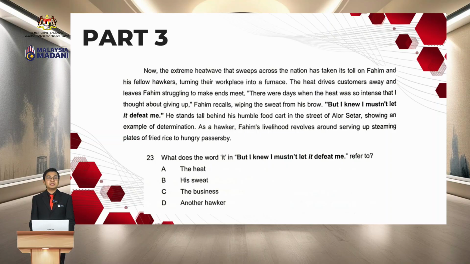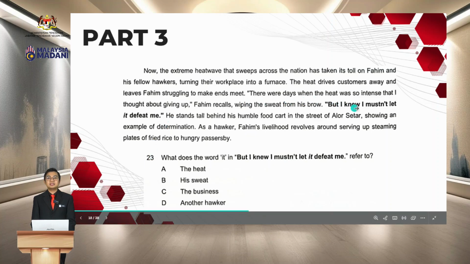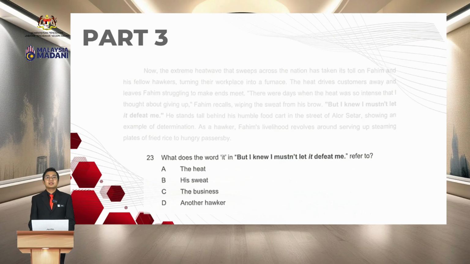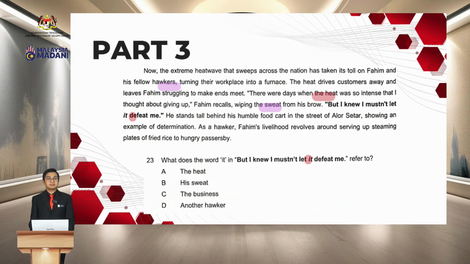Now if we look at the long text, we can see the sentence is highlighted for us. This is the sentence: but I knew I mustn't let it defeat me. What we can do is look at the sentences before and after this sentence. Here the word "it" itself is a pronoun, so we need to look back a few sentences before this sentence to know what it refers to.